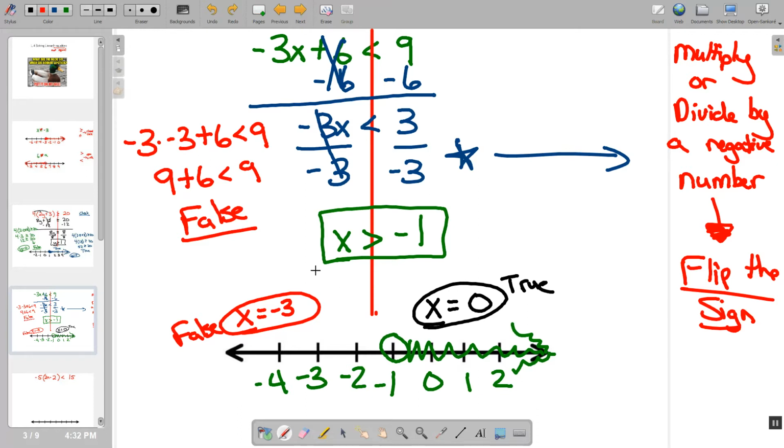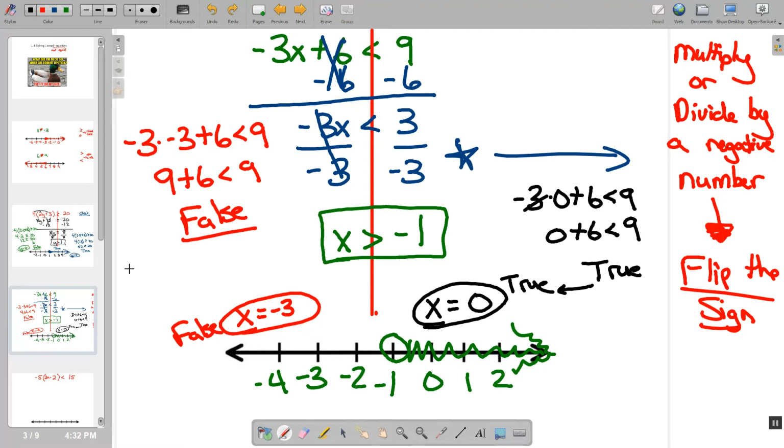And on the right side, if I plug in 0, negative 3 times 0 plus 6 is less than 9. This is equal to 0. 0 plus 6 is 6, which is less than 9, which does make this true, which means we must be correct. Now, if I didn't flip the sign, that means my shading would be in the opposite direction, and therefore my false and true statements would be reversed, telling me that I had made a mistake.